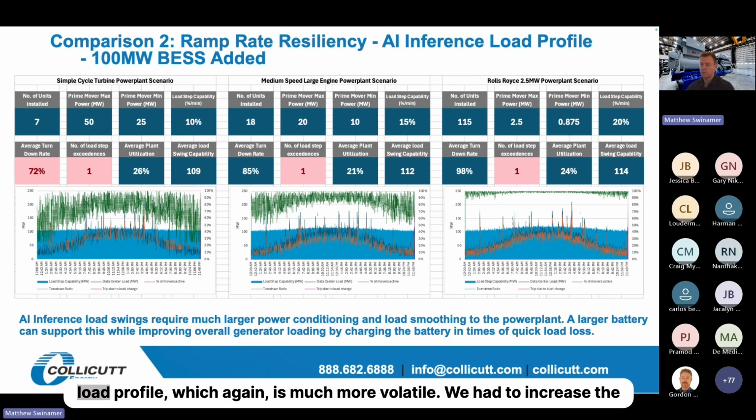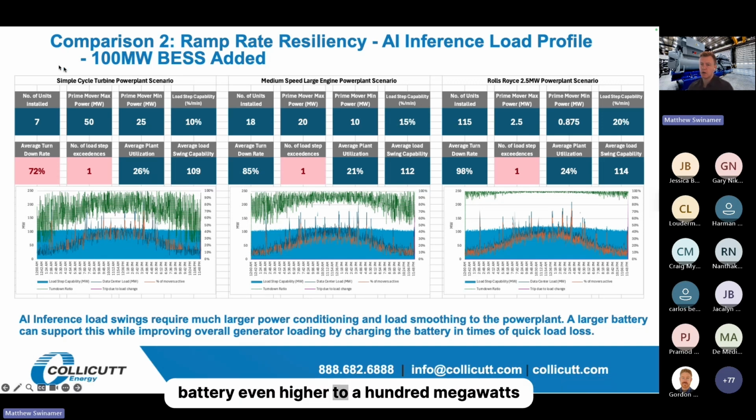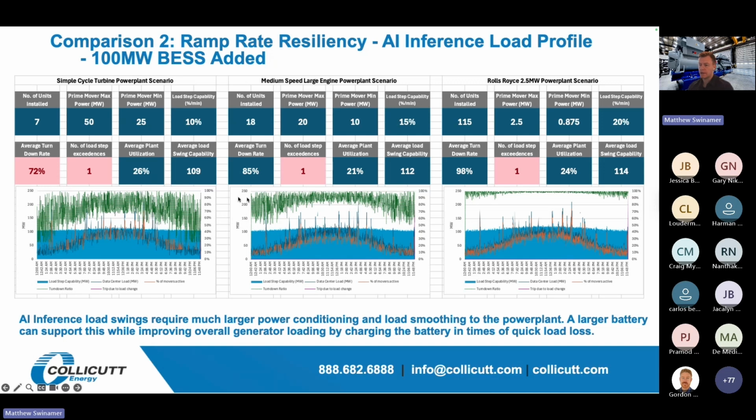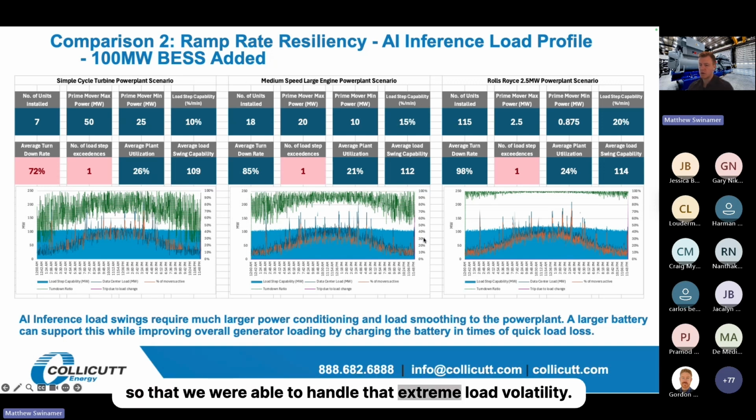For the AI inference load profile, which again is much more volatile, we had to increase the battery even higher to 100 megawatts so that we were able to handle that extreme load volatility.